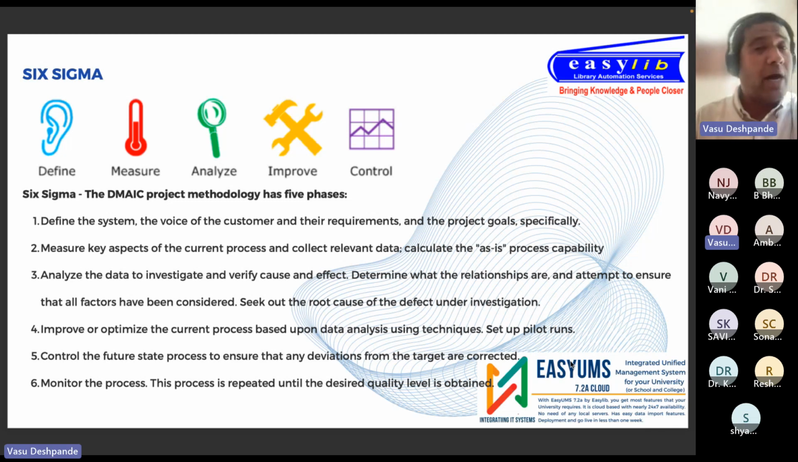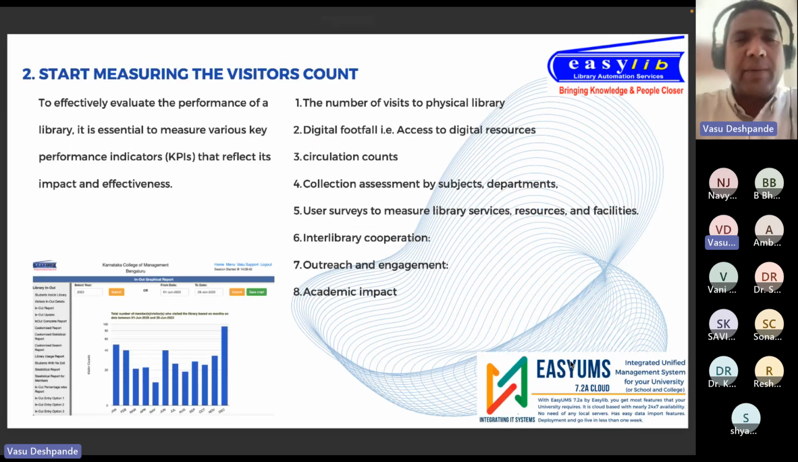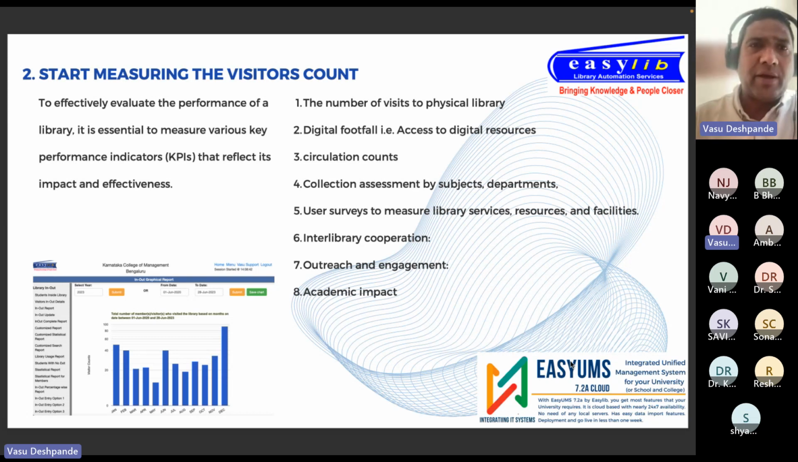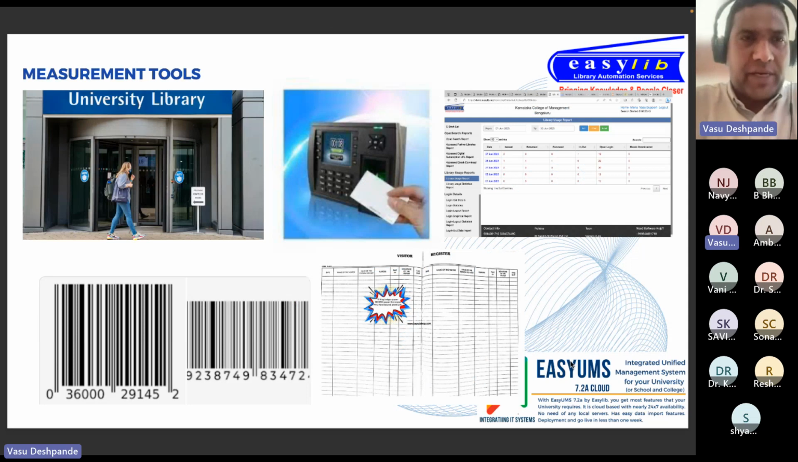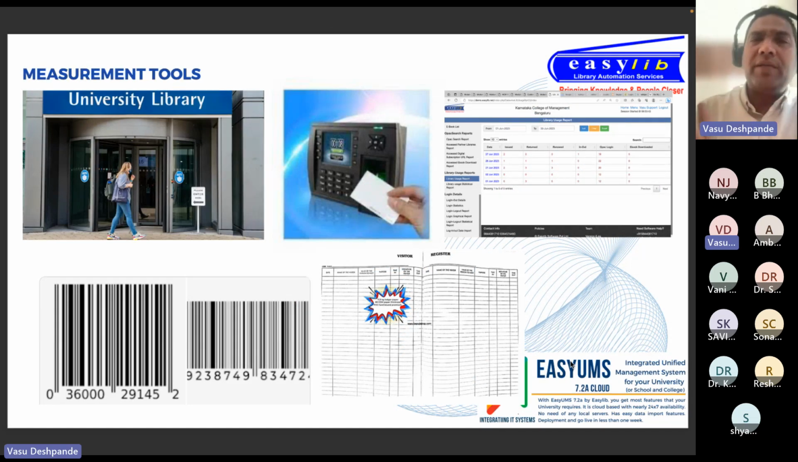Okay, so now let's see how we measure the students' visits to the library. There are multiple measurements that you want to do, right? One is the visits, second is the digital footprint, circulation counts, collection by subjects. All of this you are measuring. So now how do you measure? You want to measure how many students are coming to the library personally on a day-to-day basis. There are different methods. The very first, which many of you may have used earlier until you automated, was the pen and paper method. You keep a register at the gate and then you start measuring.